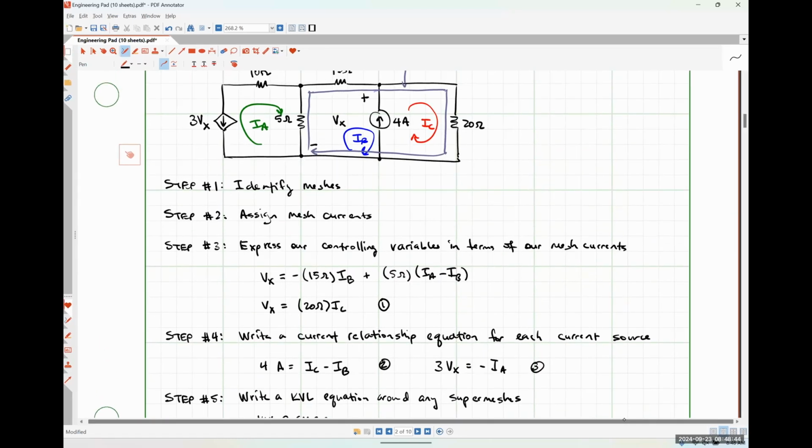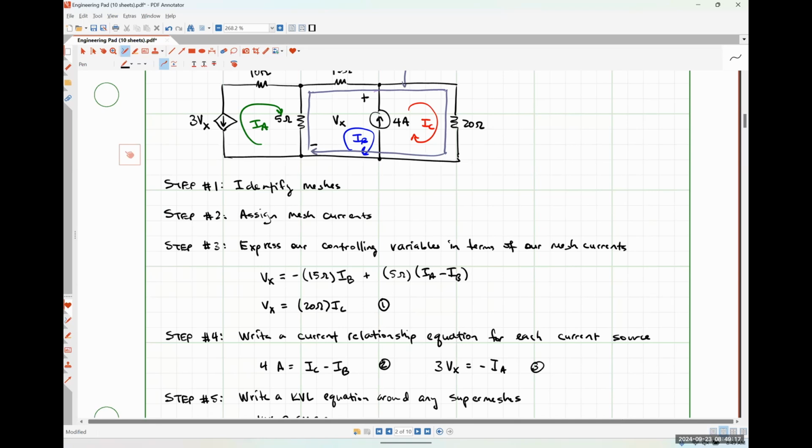How many unknowns do we have? 4: IA, IB, IC, and Vx. So we already have enough equations. So we've accidentally just gleaned something important here. Whenever we have a current source on the perimeter of the circuit, on the outside edge, we are only going to have a current relationship equation. We don't need a KVL equation for that mesh at all because we effectively know what that mesh current is. The current source is telling us.